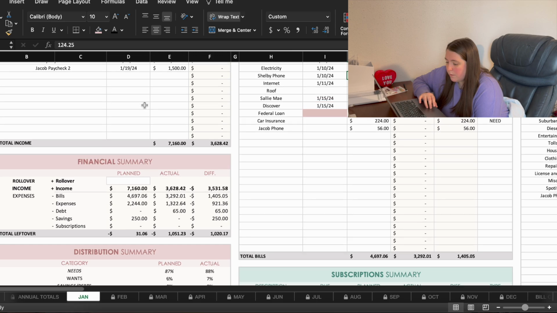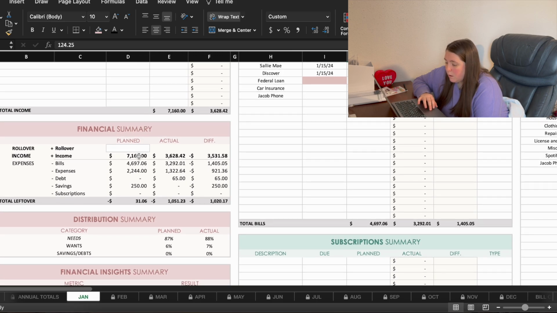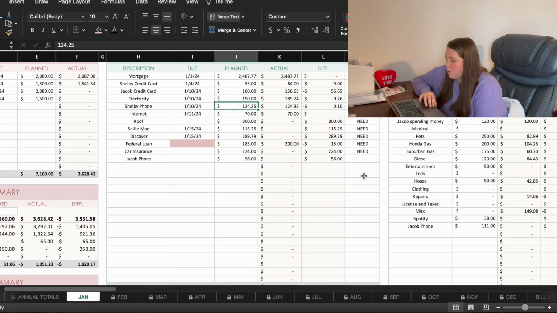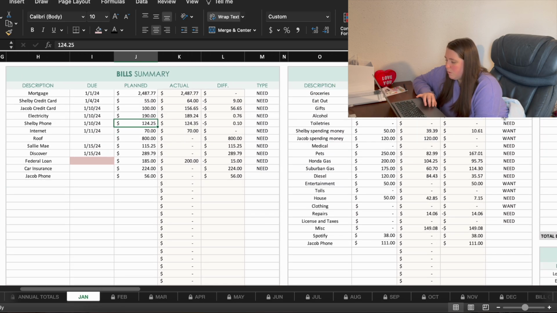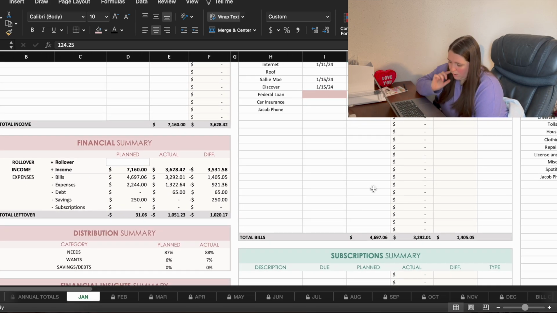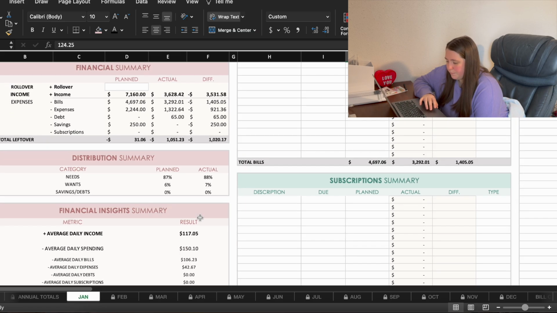And then here's this financial summary. It goes through income, bills, and expenses and savings. Obviously, like we've talked about, this isn't the best, but we're focused on paying off debt, not saving right now. So that is what it is. And then I didn't really mess with this distribution category of needs versus wants. I don't really think that's that important for us. So that's just there.